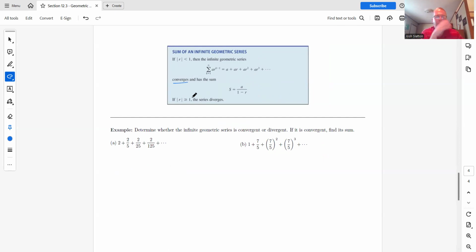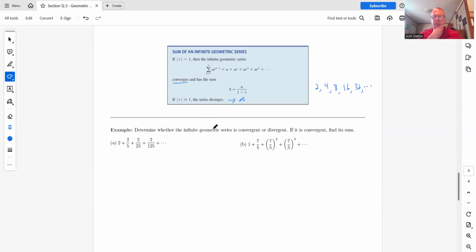And then if R is greater than 1, the series diverges, which means it goes to infinity. It increases without bound. You can see that if you have the geometric series where R is 2, this is going to just get bigger and bigger. You're not going to add up all the terms and get a number. It's always just going to blow up to infinity.